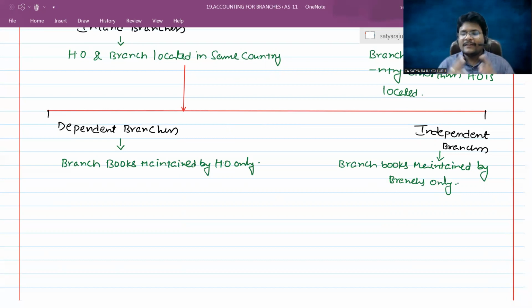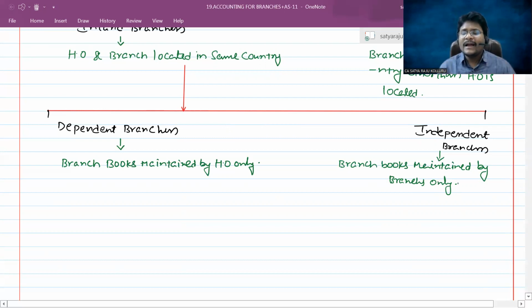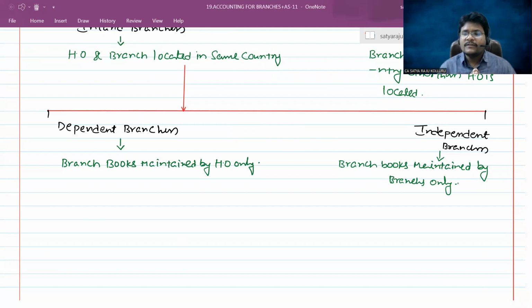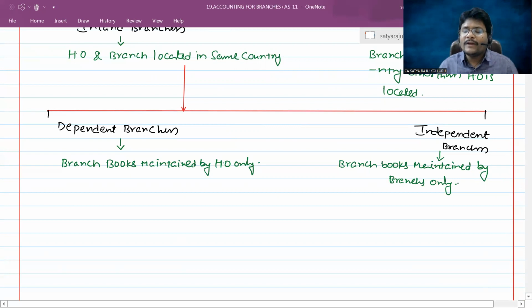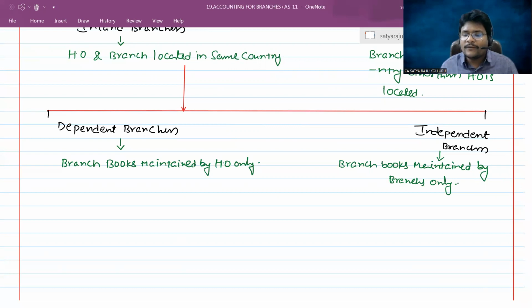But for understanding purposes, what exactly is the meaning of dependent branches? A dependent branch does not have any decision-making authority. The entire decision making is completely in the hands of the head office only. The branch should act according to the suggestions or the terms and conditions levied by the head office. Or a branch is established only for the purpose of taking orders from that place, but the order is ultimately executed by the head office. Then the branch is a dependent branch.